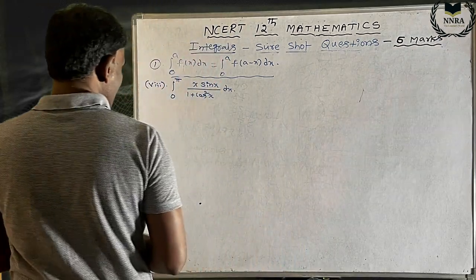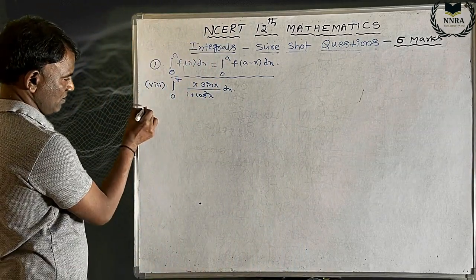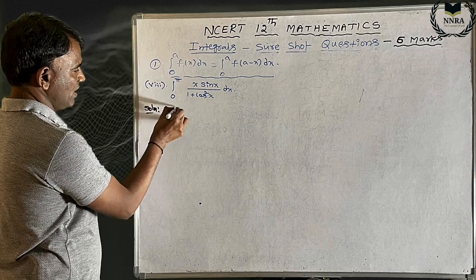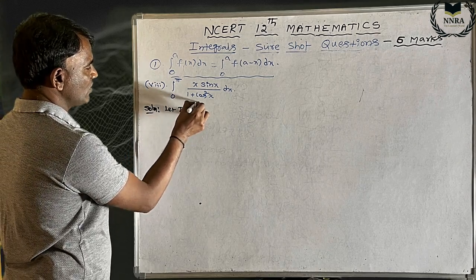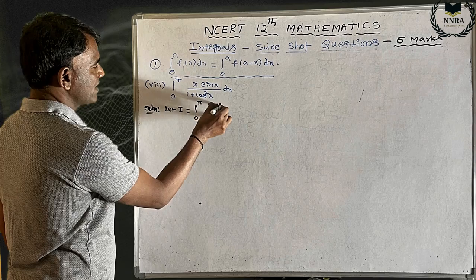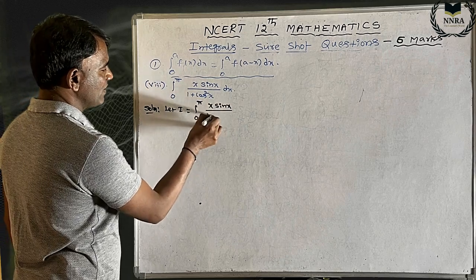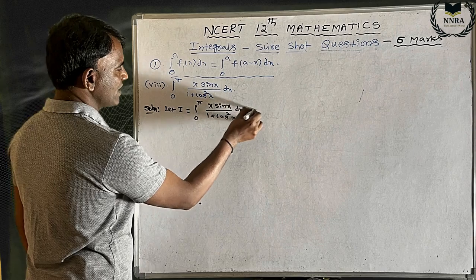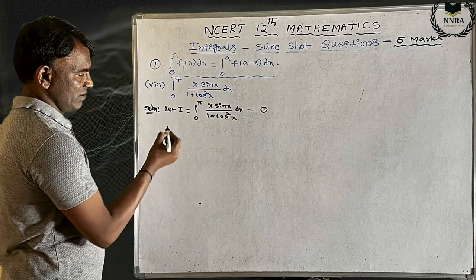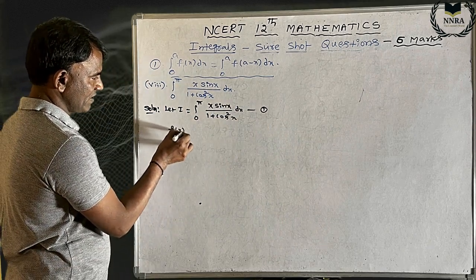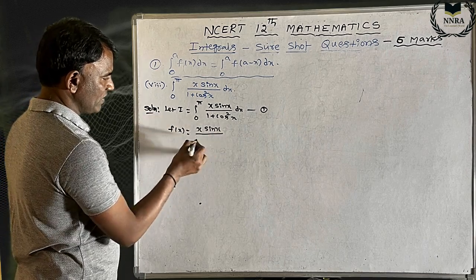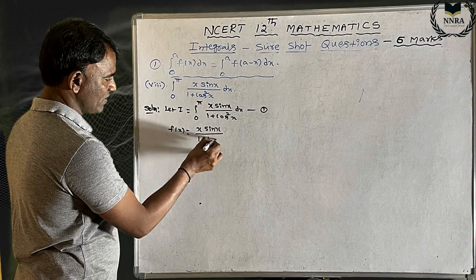So this is 8th question. Let I equal to integral 0 to pi of x into sin x divided by 1 plus cos square x dx, equation number 1. Now what is f of x? That is x into sin x, and coming to denominator 1 plus cos square x, right?